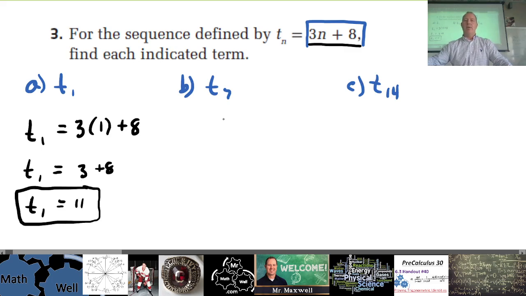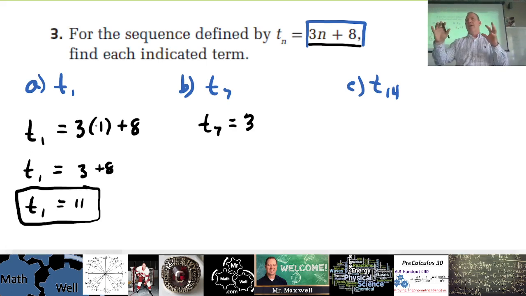Moving on to the second one, b, t of 7 is, and so I'm modeling here what your work should look like. And you might think, I don't have to write all that out. It's going to literally take you 5 seconds, okay? And at each step when you write it out, you are mentally processing that, and that's a way that you can kind of check your work while you write it out.